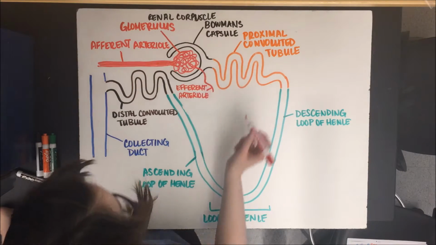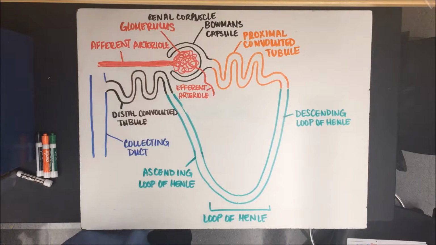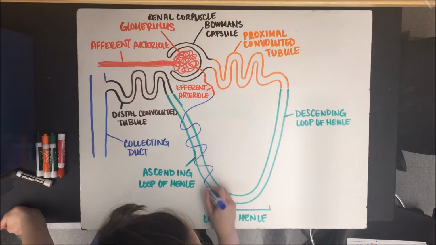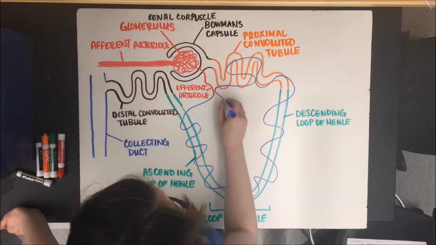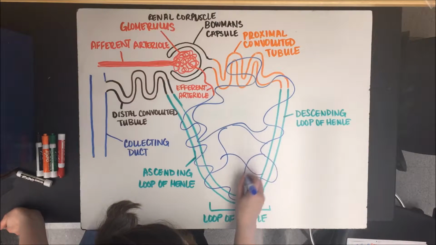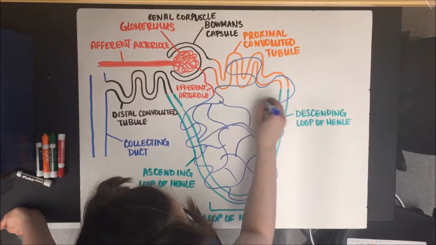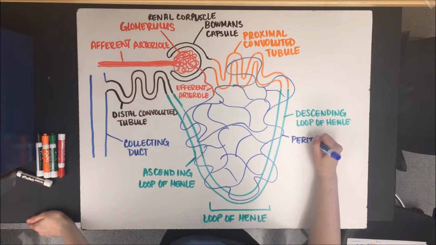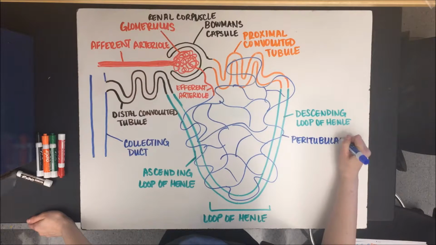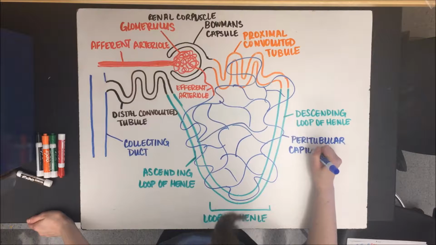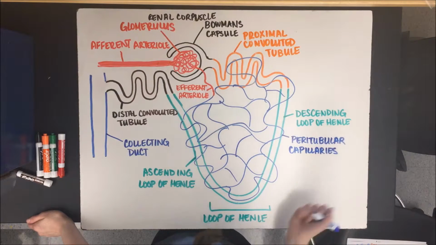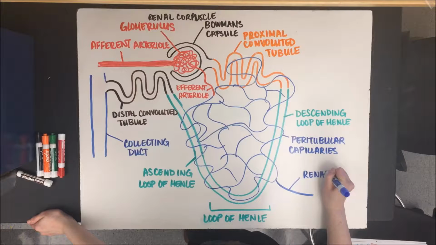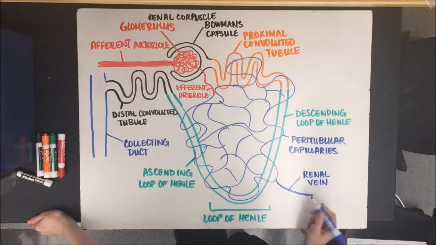So this is the efferent arteriole, and this leads into a second bed of capillaries that surrounds these tubules here. So we'll just draw them wrapping all around. It's a big bag of capillaries. These capillaries are called the peritubular capillaries, which makes sense because they're surrounding the tubules. And then from the capillaries, we're going to have the renal vein coming off.